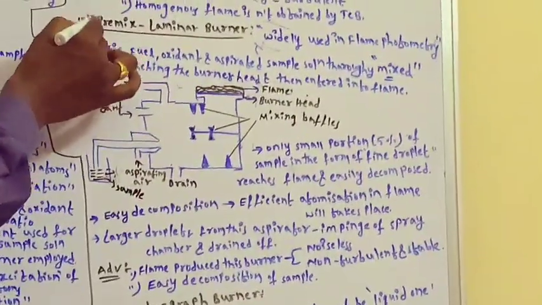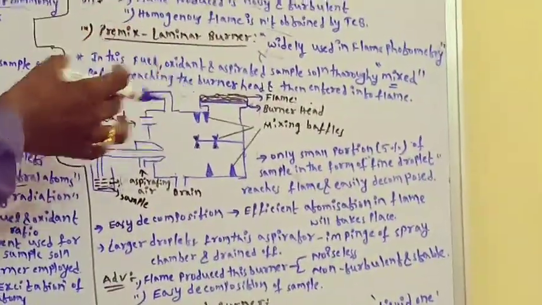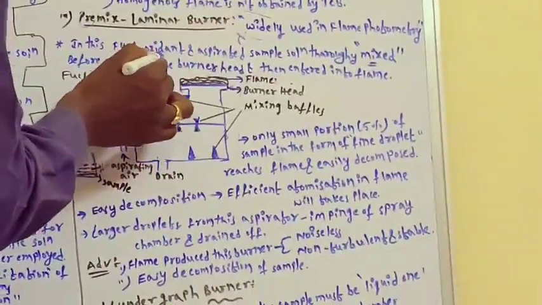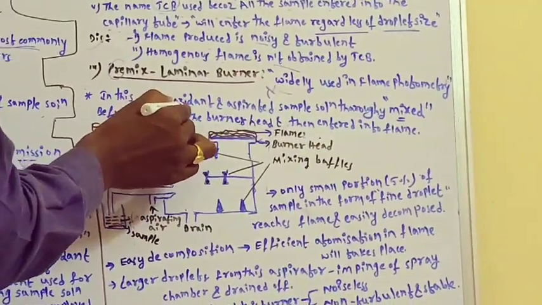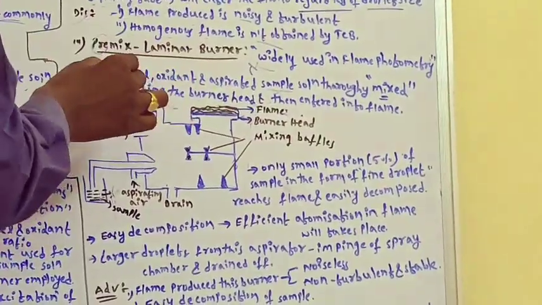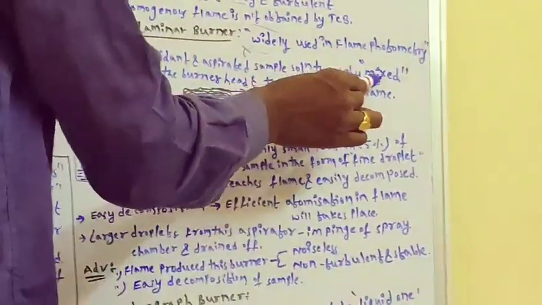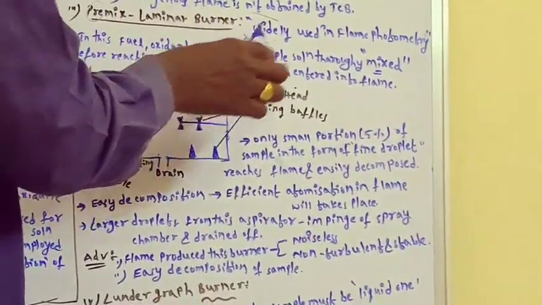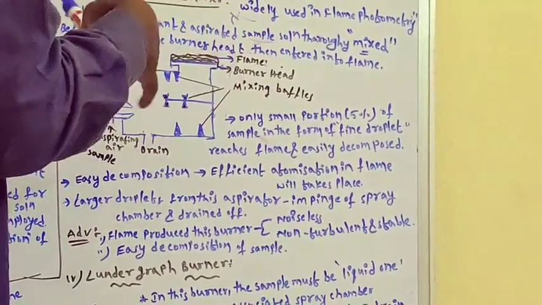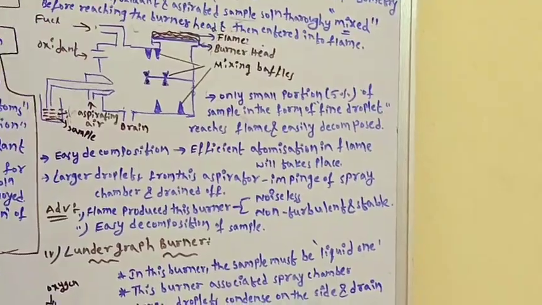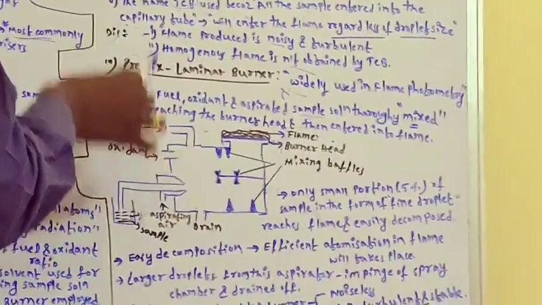Here the name indicates premix. Fuel, oxidant and the aspirated sample solution are thoroughly mixed before reaching the burner head, and then they enter into the flame. That's why it is known as premix. Before reaching the burner head, they are mixing together.